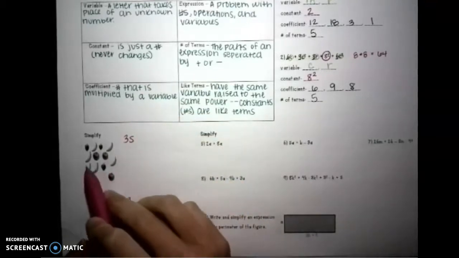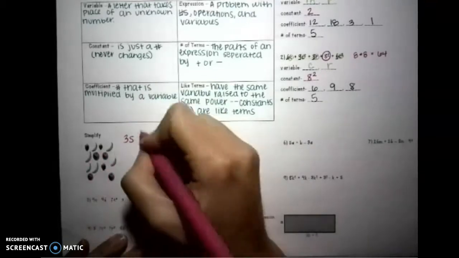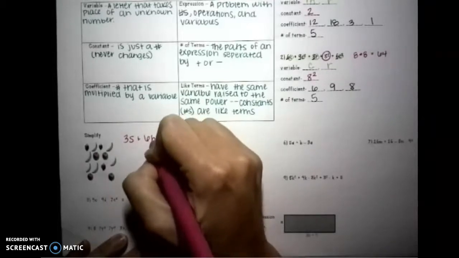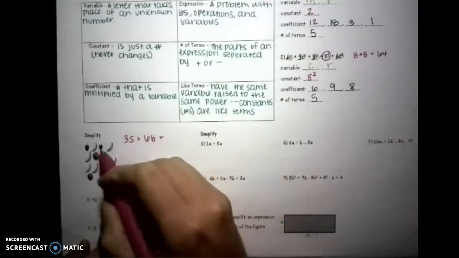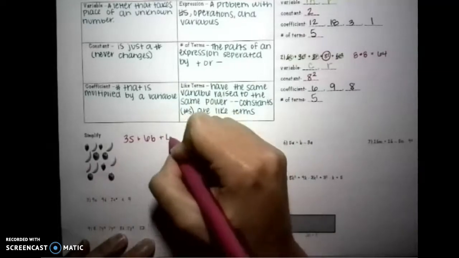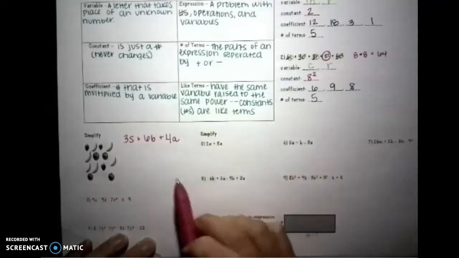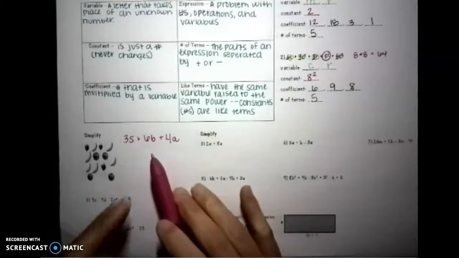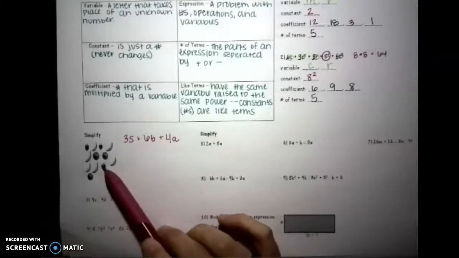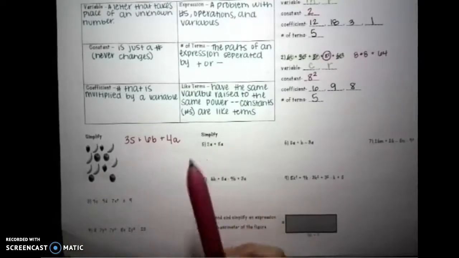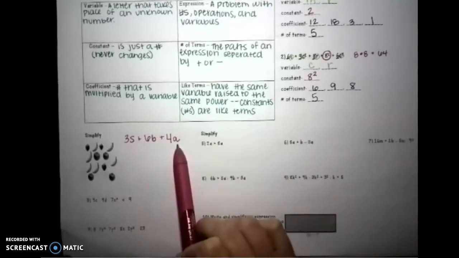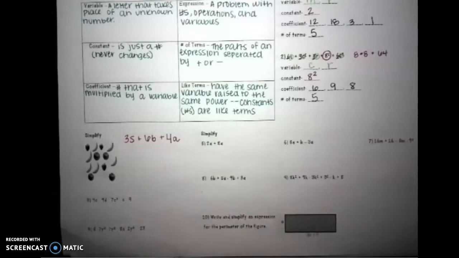And I have 1, 2, 3, 4, 5 plus 6 bananas. And I have 4 apples, okay? So when doing this, can I combine my strawberries and my bananas? Nope, that would be a strawbana. I couldn't combine my bananas and apples because those are 2 different types of fruit.